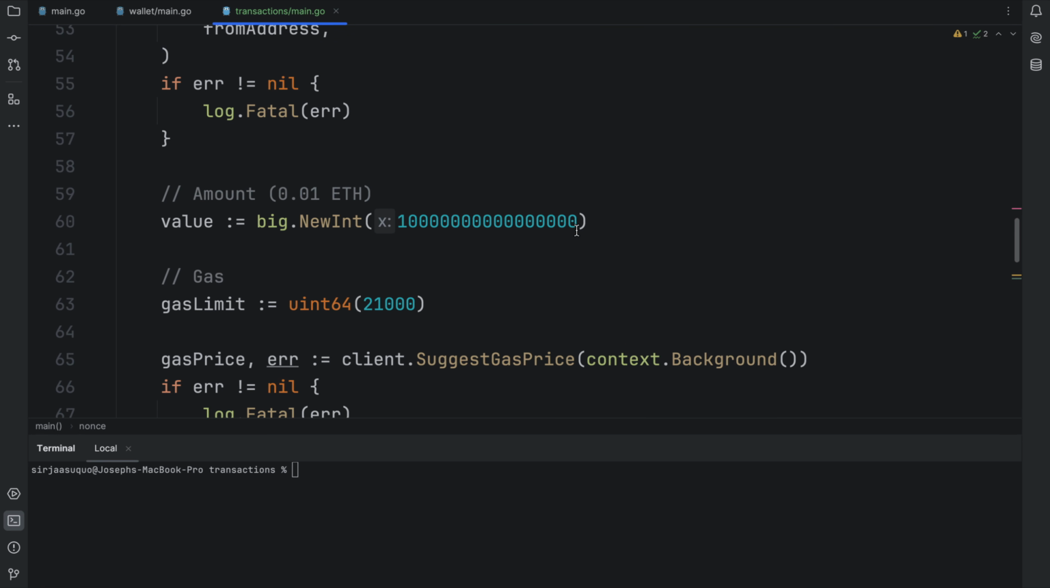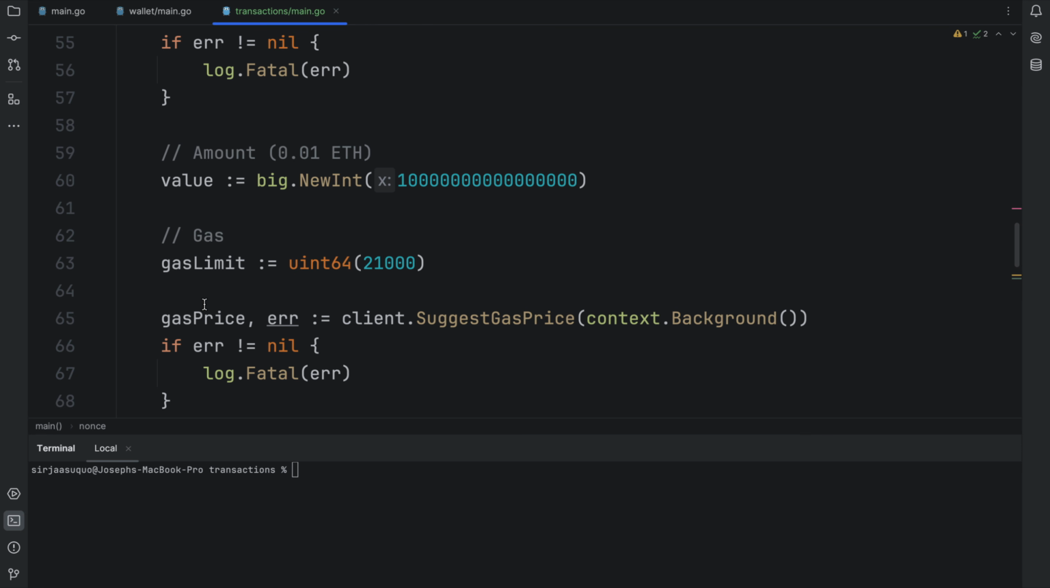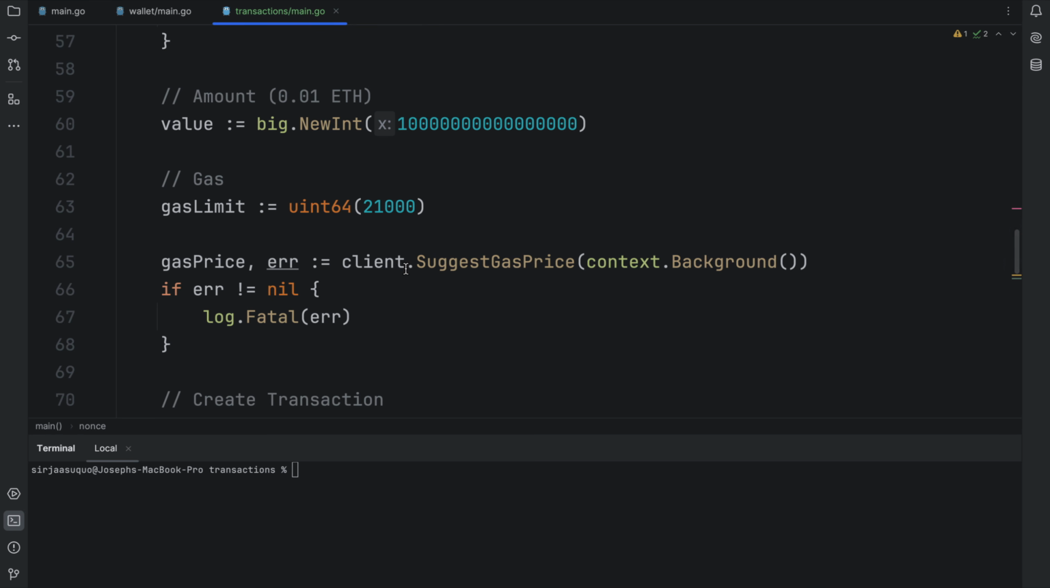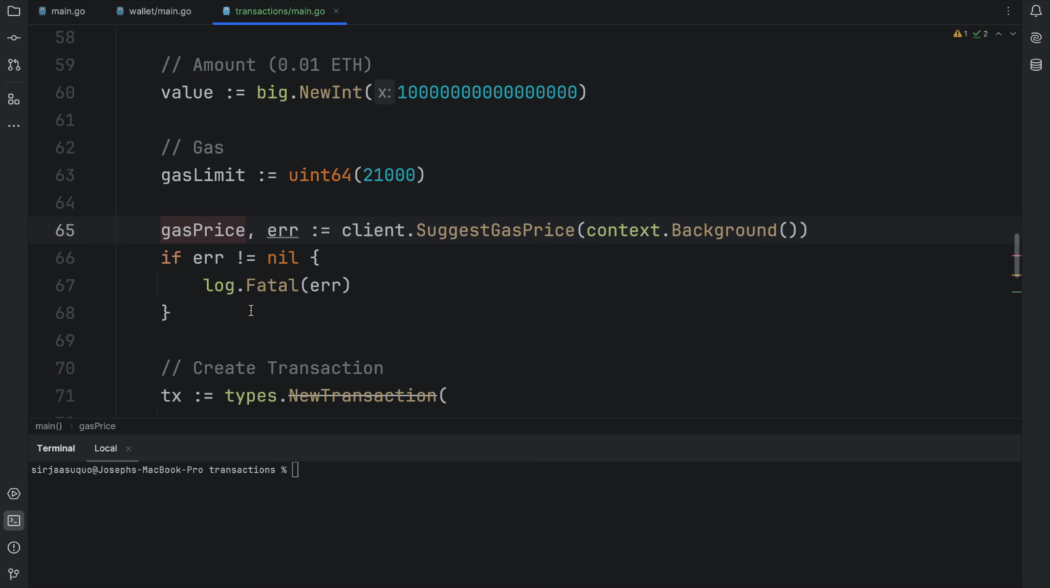like I said, we're going to send 0.01 ETH. 1 ETH is 10 raised to power 18, like from what we counted. And I also said again, for a basic transaction, 21,000 is a sufficient gas limit, it ought not to pass that gas limit, right? So you can set a gas limit, and then you can get the suggested gas price, right?